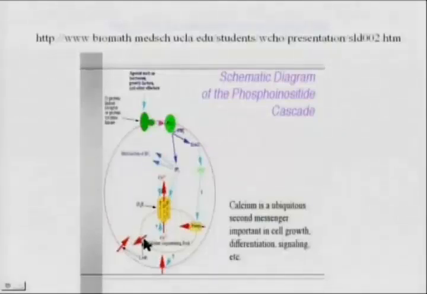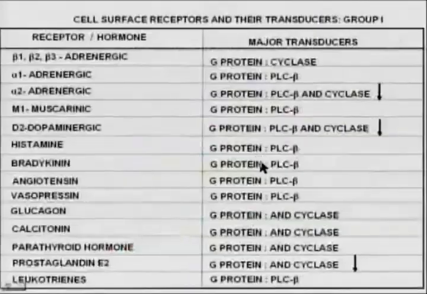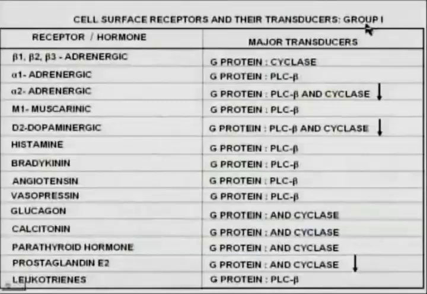The calcium does leak out and in from extracellular sources as well, and so you have calcium homeostasis occurring within cells with all these dynamic mechanisms. So calcium is a ubiquitous second messenger, important in cell growth, differentiation, signaling, and so on and so forth. So we will spend a bit of time talking about calcium generally here as we proceed. But first, let's take a look at some of the cell surface receptors and their transducers.